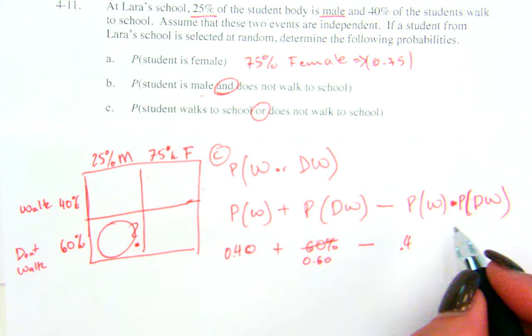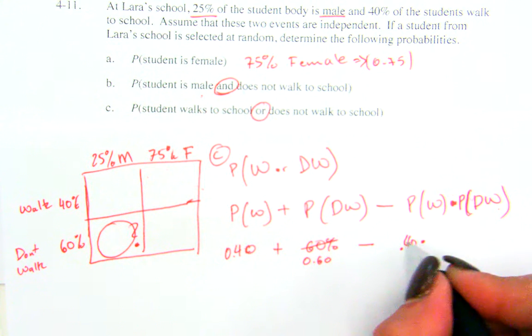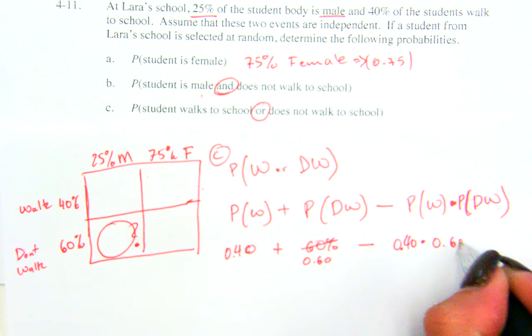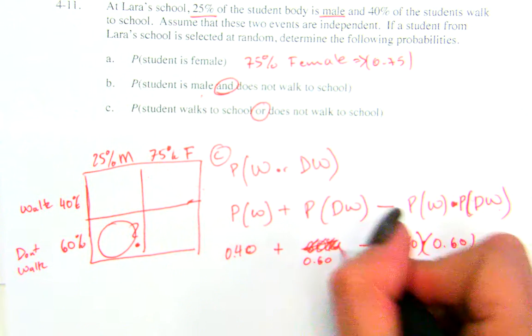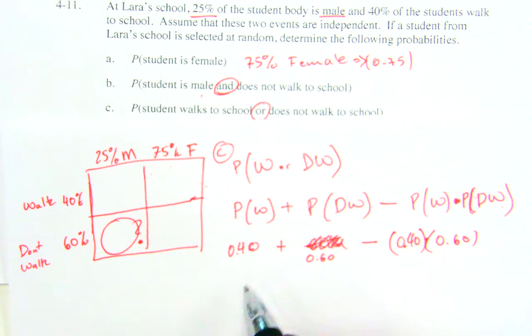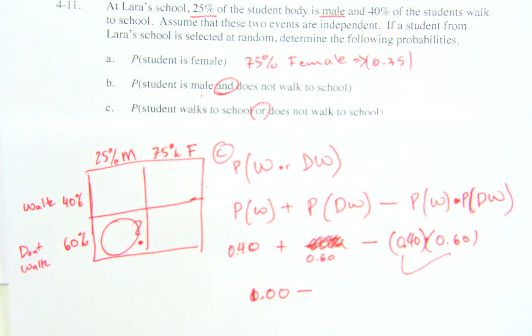let's see, 0.4 times doesn't walk to school, 0.6. I always forget my leading zeros. Okay, you can do all that fun stuff here. Then you have 0.4 plus 0.6. Then you have, let's see, this is just 1. 1.00 minus whatever this is. I don't have a calculator on me.